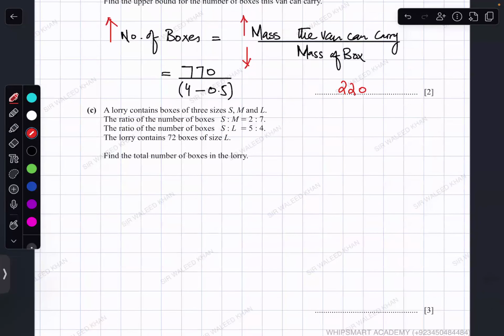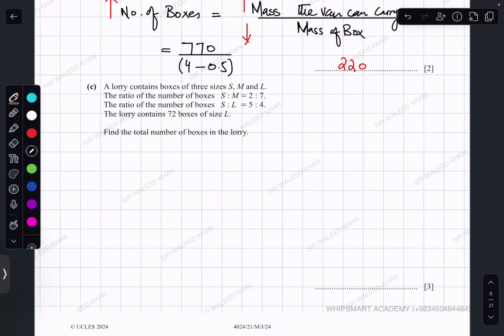Next, a lorry contains boxes of 3 sizes, small, medium, and large. The ratio of the number of boxes, small to medium, is 2:7. The ratio of boxes, small to large, is 5:4. The lorry contains 72 boxes of large size. Find the total number of boxes in the lorry.